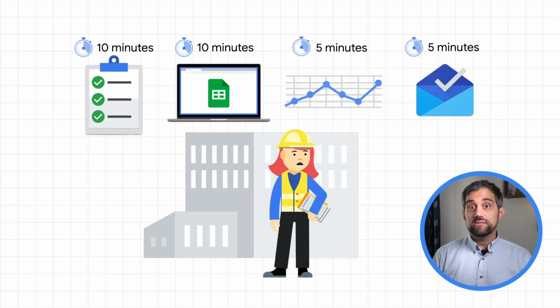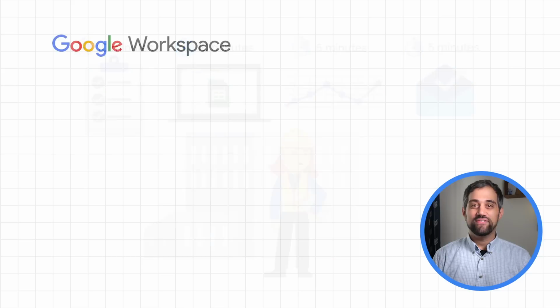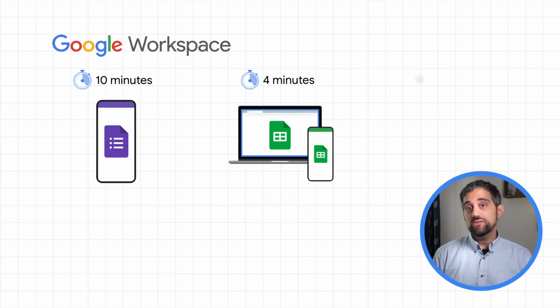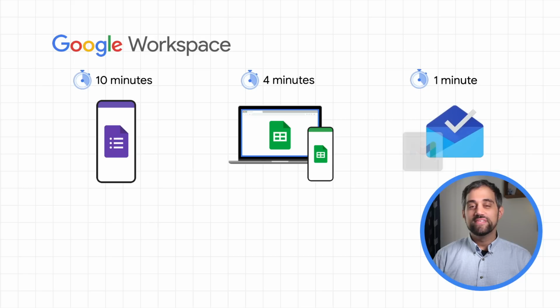Utilizing Google Workspace, Karina can reduce this process in half. She runs the inspection on her mobile device using Forms, opens up Sheets, and then copies the data from there into an email, and then emails her report. This works great, especially if Karina only had to run an inspection like this once a month.